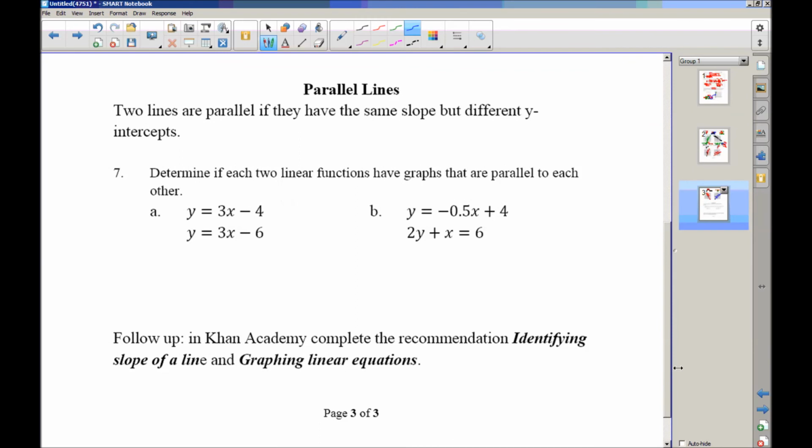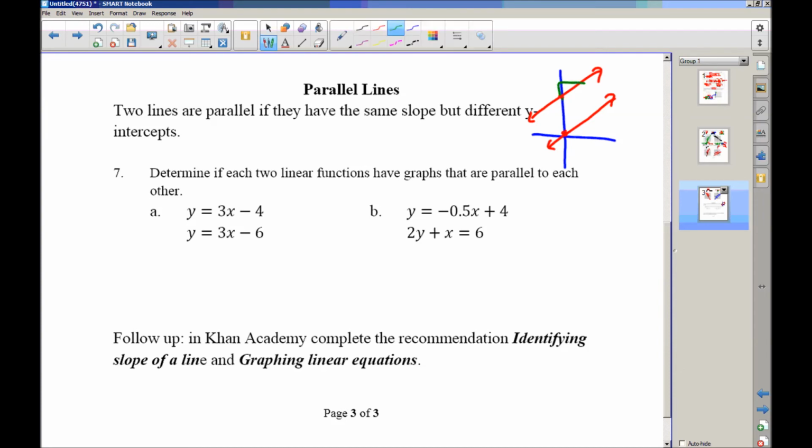All right, last little piece here, parallel lines. Two lines are parallel if they have the same slope but different y-intercepts. So in other words, they should have the same steepness. So let's draw two parallel lines, see what they look like. So this line and this line would be parallel. They have the same steepness, so they never cross because they start at different places.